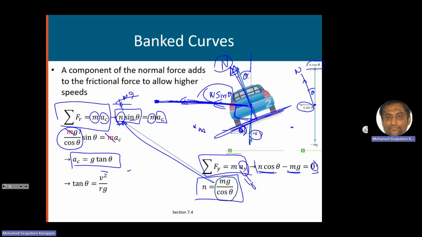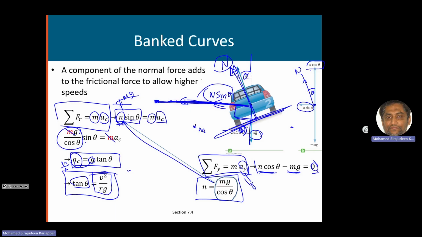Now I can further reduce this expression by substituting a_c equal to v squared over r. That will give me, so this is v squared over r, and you can bring the g to this side. So tan theta is equal to v squared divided by rg.